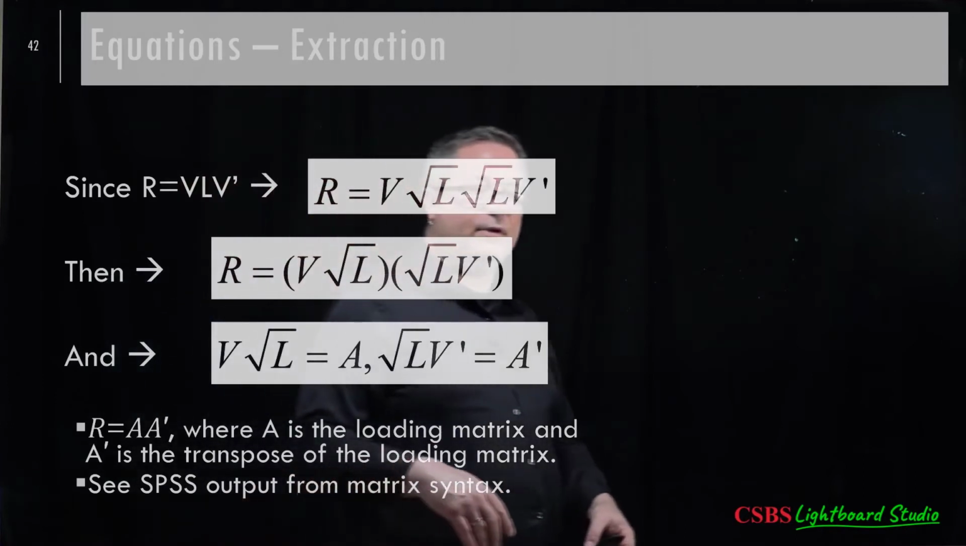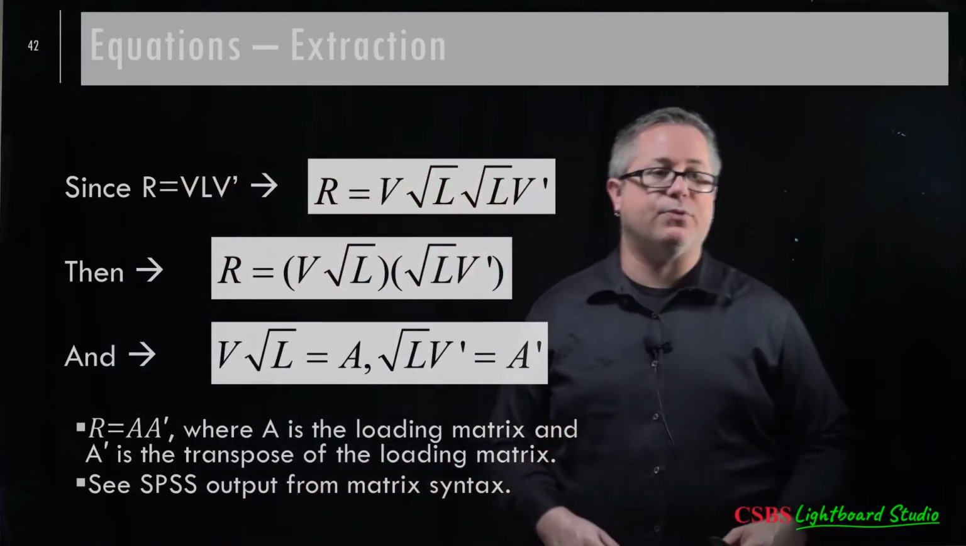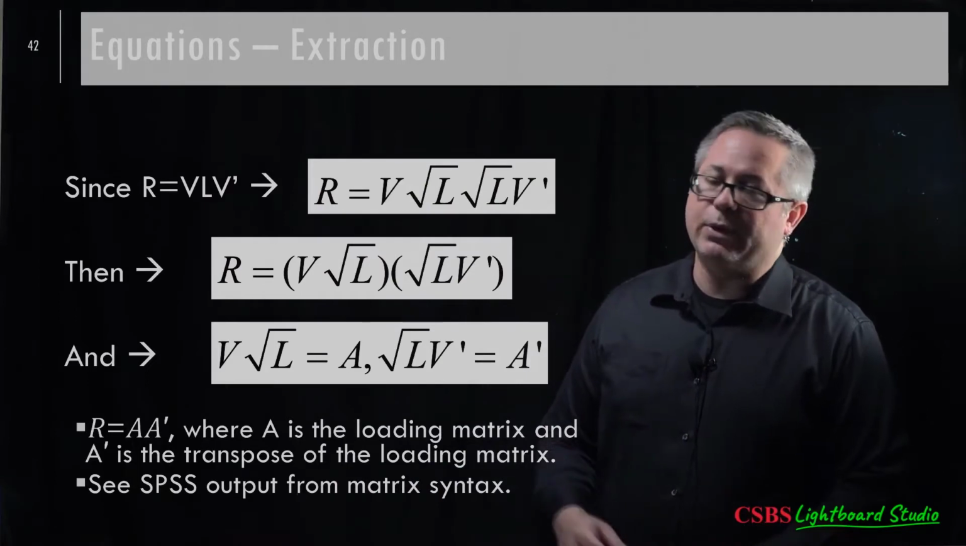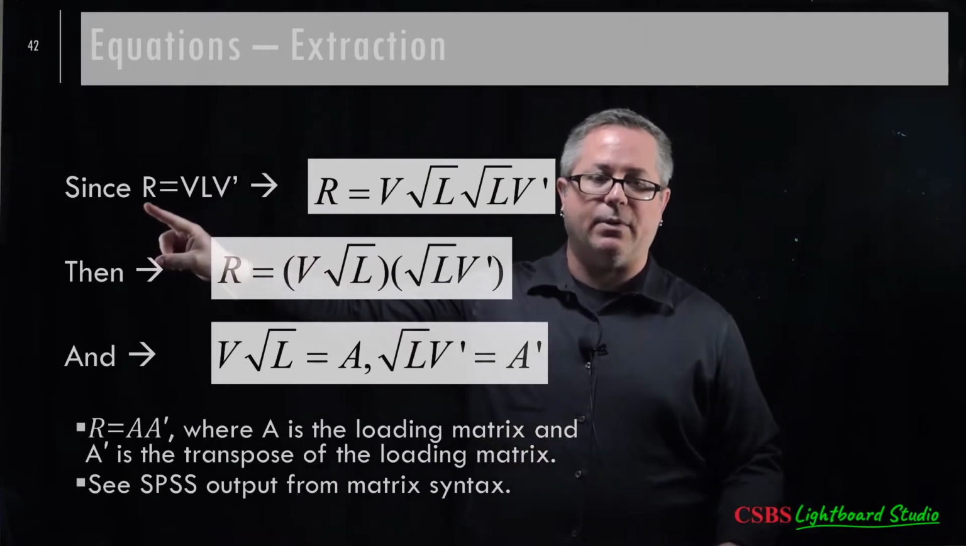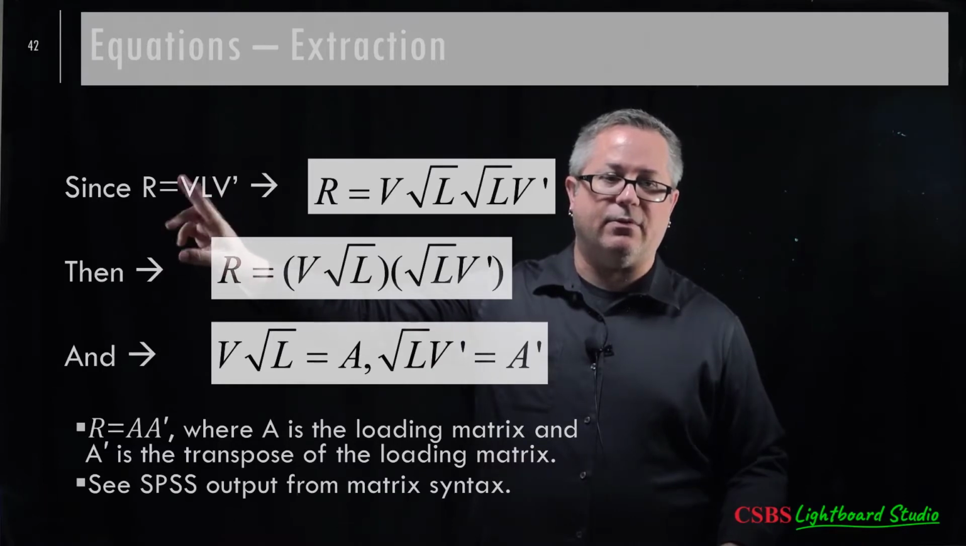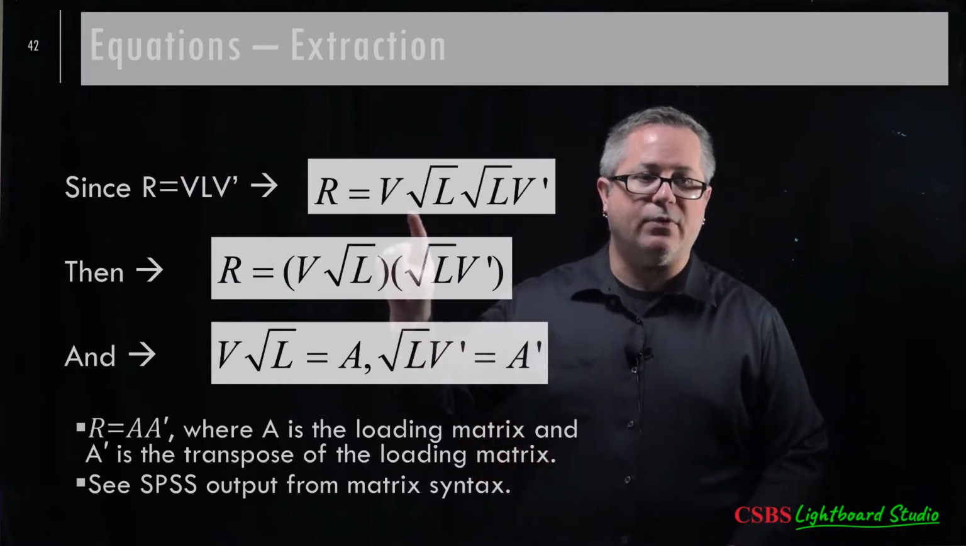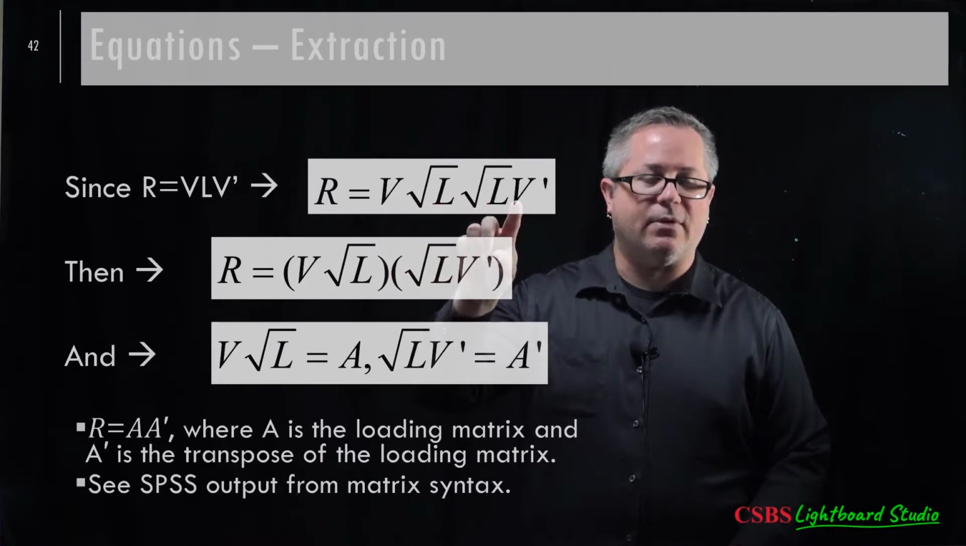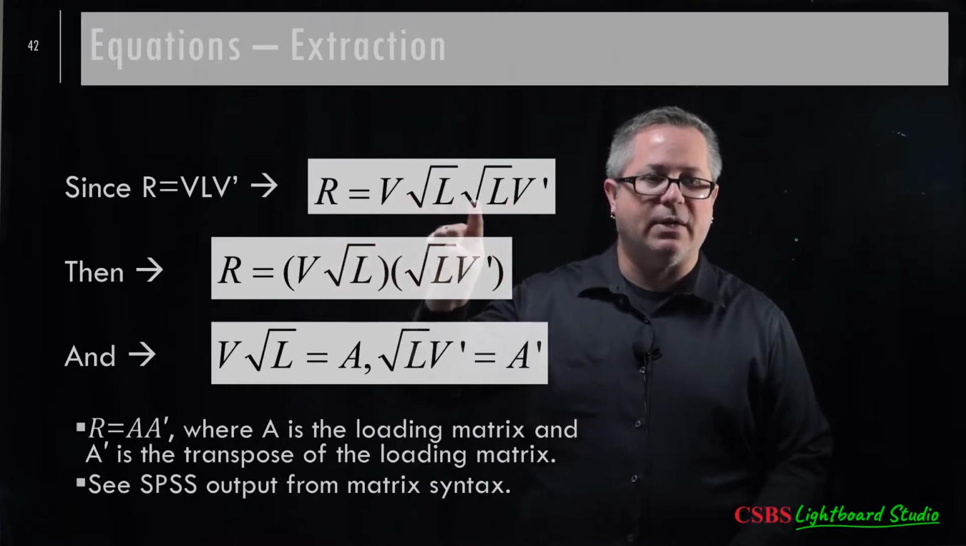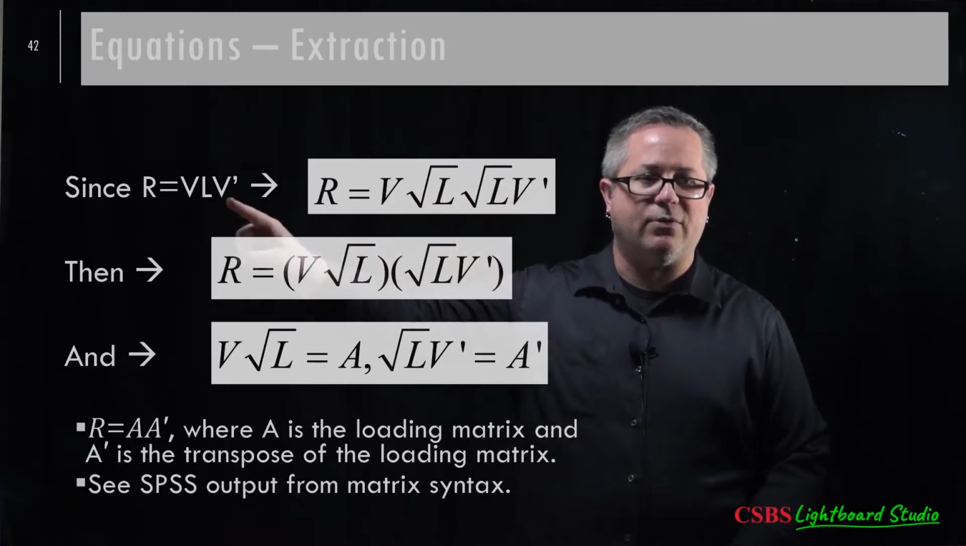All right, so this is where the computation for loadings comes from. Since we can reproduce the R matrix by multiplying the eigenvectors times the eigenvalues times the vectors transposed, we can break that up. We can actually split L in half and make it 2 square roots. So V times the square root of L times the square root of L times V transpose would be the same thing. It's just rewriting this.